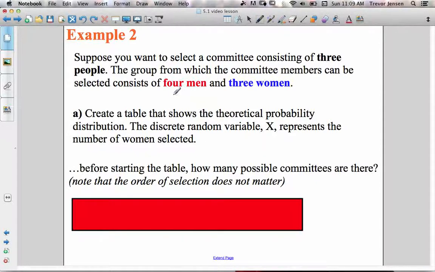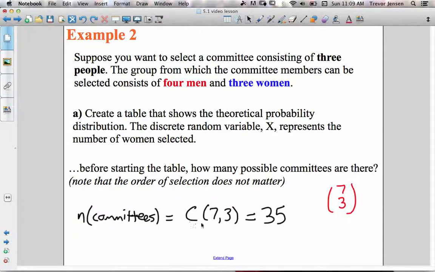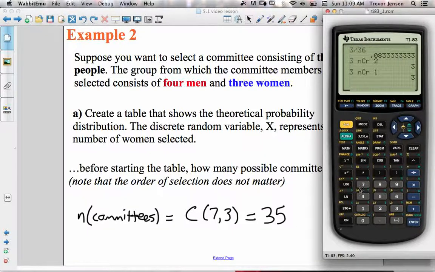So keep in mind there's 4 men and 3 women, so there are 7 people in total. And I need to make a committee of 3. So if I do 7 choose 3, that will tell me how many possible groups of 3 I can make from the 7 people in total. So that's why I'll do 7 choose 3, and it gives me 35. And once again, the shortcut on your calculator, 7 math choose 3, gives you 35.